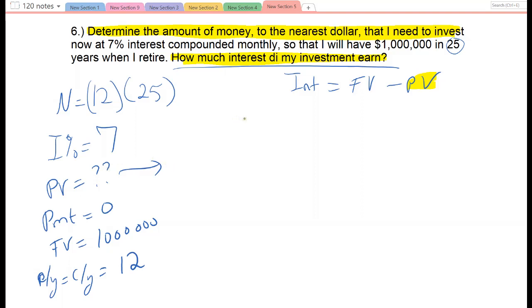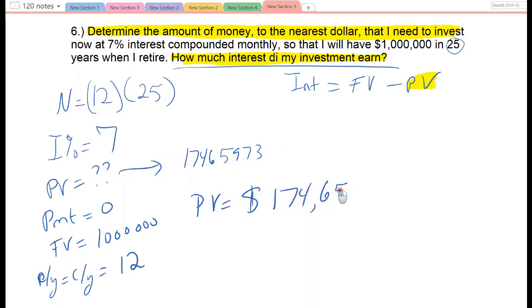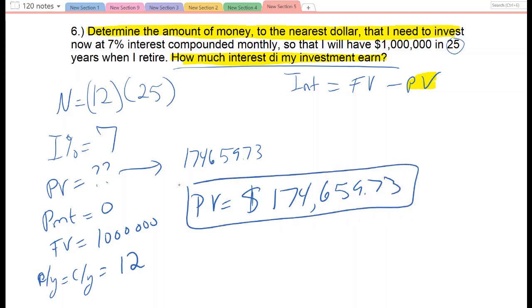And so when it comes out, that value is going to be negative 174,659.73, which the negative just means a direction, so you can kind of ignore the negative. So my present value, the amount I need to invest now, is $174,659.73. So basically a house. That's about how much a decent middle-sized house is worth.